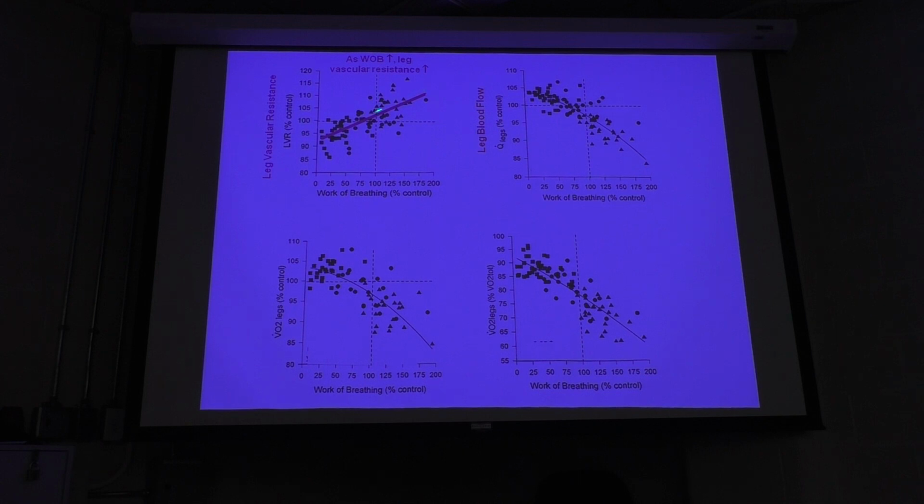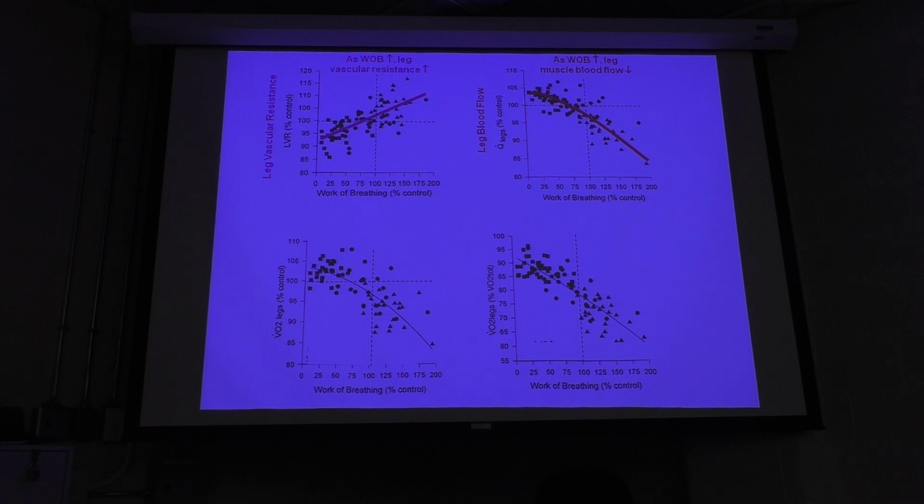If you increase resistance or decrease conductance, what happens to blood flow? As you increase the work of breathing, and you increase leg vascular resistance, or you decrease leg vascular conductance, leg blood flow goes down. You're basically imposing a limit to blood flow to those peripheral muscles.